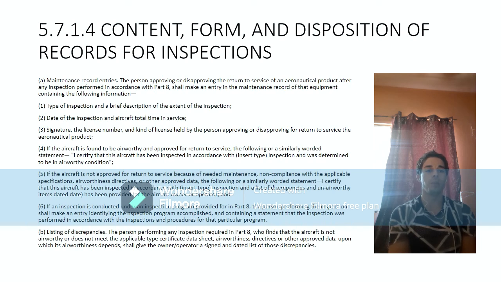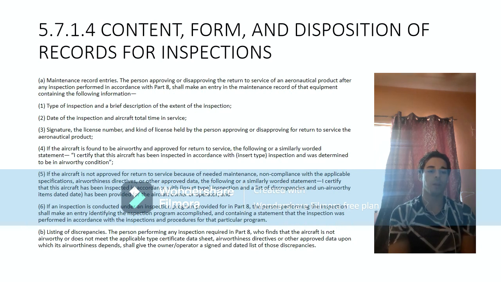Number one, type of the inspection and brief description of the extent of the inspection. Number two, date of the inspection and aircraft total time in service. Number three, signature, the license number and kind of license held by the person approving or disapproving.